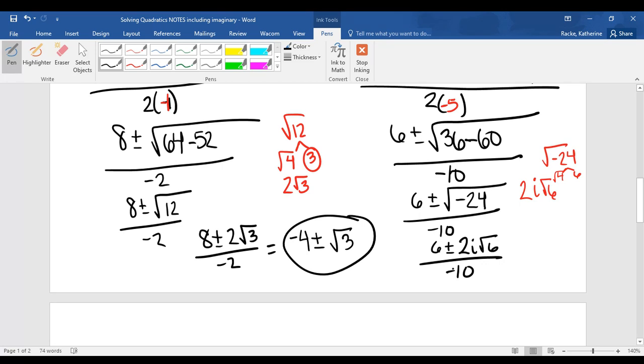Simplify your numbers if you can. 6 divided by 10 reduces, and 2 divided by 10 also reduces. So they have to be able to reduce to the same number on the bottom. 6 divided by 10 is going to reduce to 3/5, and 2 over 10 is going to reduce to 1/5. So I can leave my bottom number as 5, make the top 3, because 6 over 10 reduced to 3 over 5, and then 2 over 10 reduces to 1 over 5. Again, you can put the 1 there. You don't have to. Don't forget your i. And that would be your final answer.